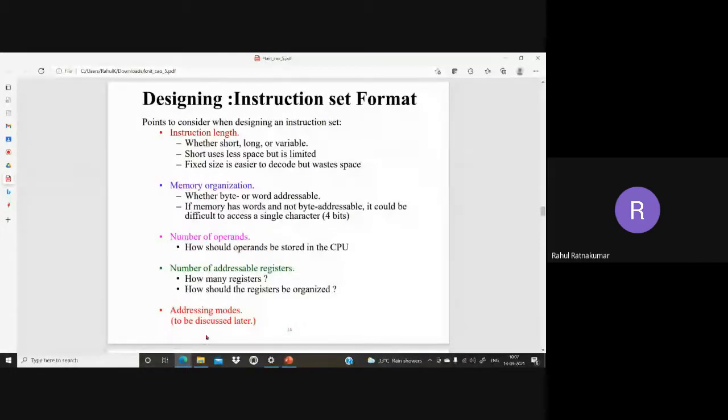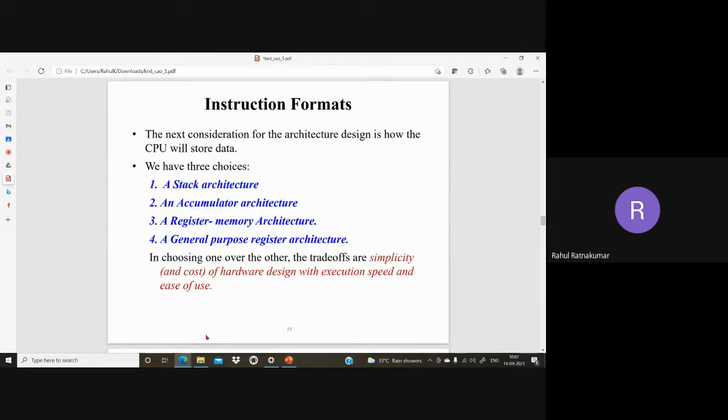So addressing mode is a very important part: how operands are accessed from the memory and how they are stored back. Basically, you can take it from memory, from a register, or from the stack, and how you're addressing your registers and your memory, that is addressing mode. We'll discuss it maybe later. Now we'll see the architectures, specifically the different architectures which are very commonly used.